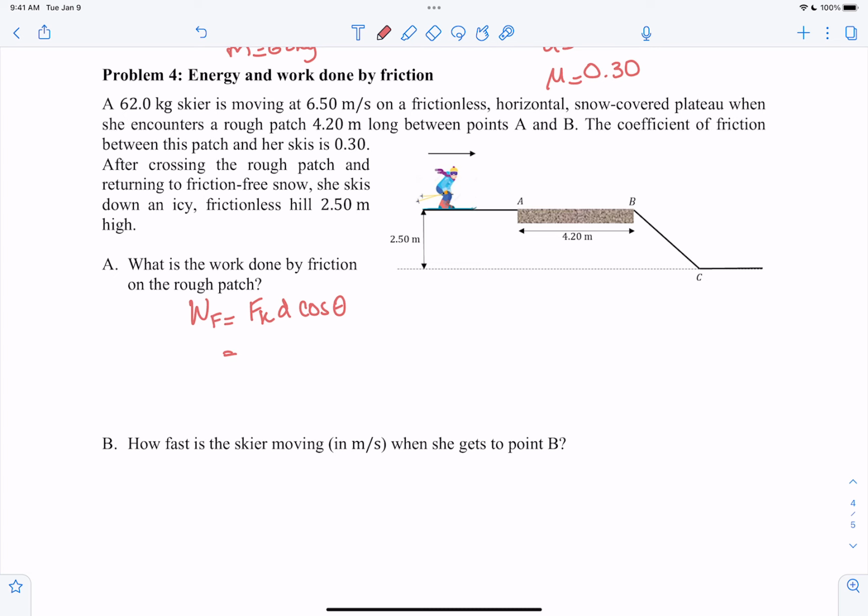It is cosine 180 as well, yeah, because if you're moving to the right, friction would be acting directly in the opposite direction, to the left. So if this is your distance and your force is like this, friction, then the angle is 180 degrees. That's absolutely right.